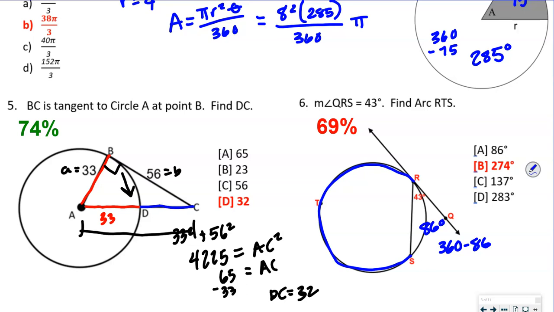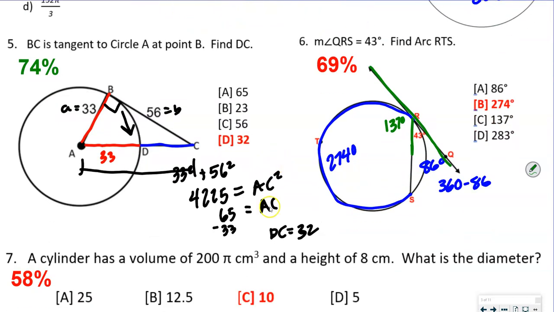And when I do that, I get 274, right? That would be one way to do it. Another way would be to understand that we see a straight line here, and so that's 180 minus 43. That means this angle right here would have been 137 degrees, and the arc is 2 times that. So either way, you get 274 no matter which way you do it.